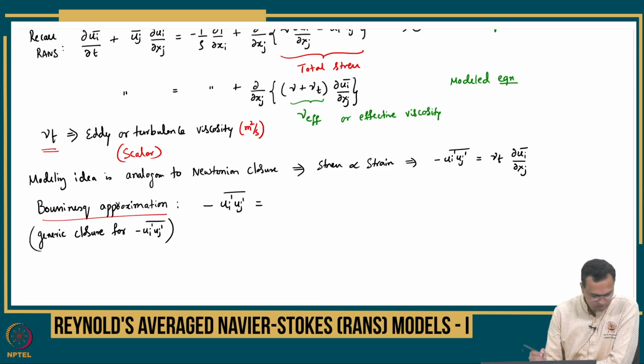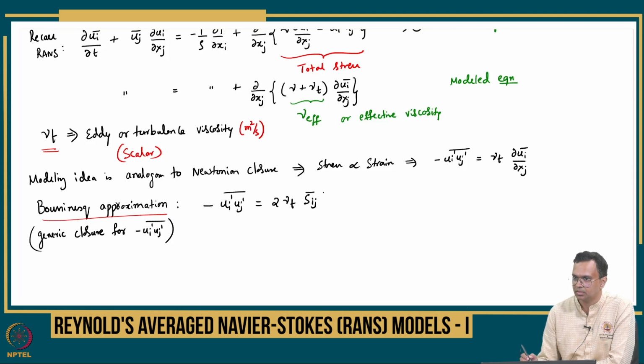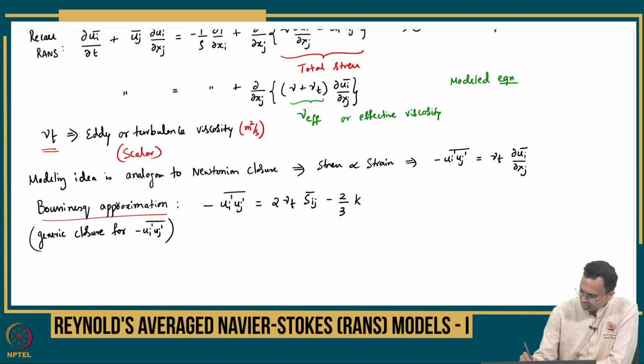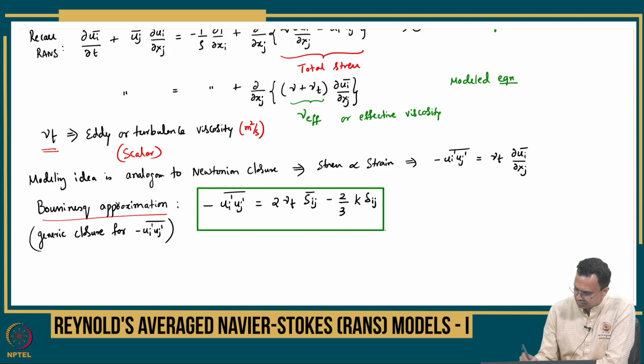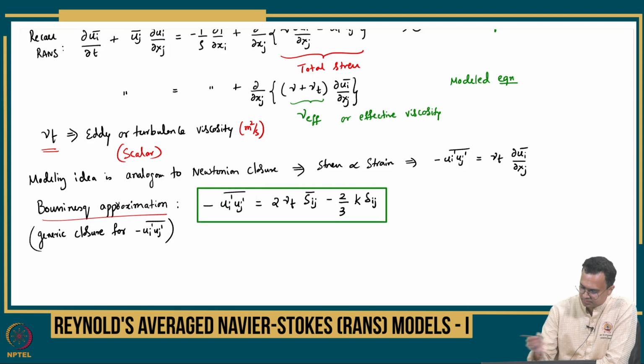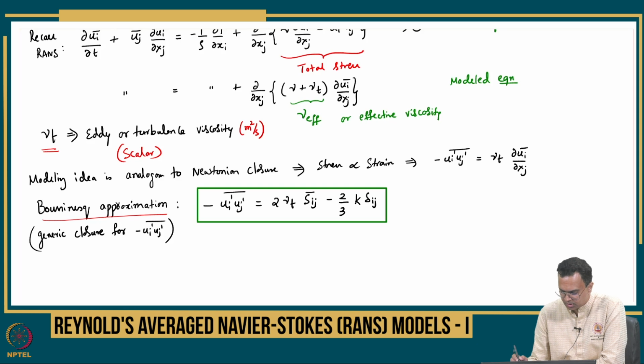So this is now set equal to 2 nu t Sij over bar, that is the mean strain rate, minus 2/3 K delta ij. Okay, so this is your Boussinesq approximation.